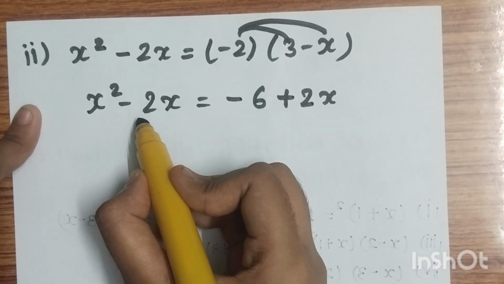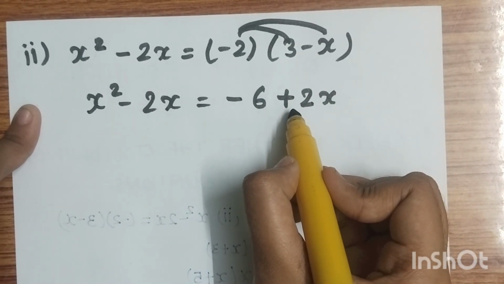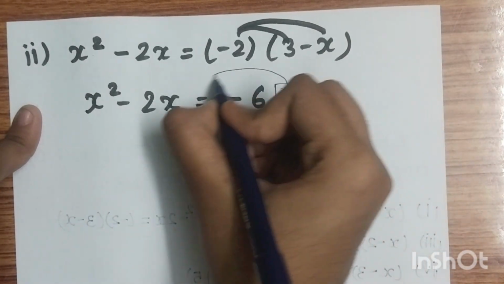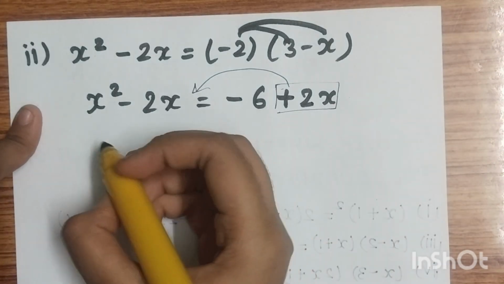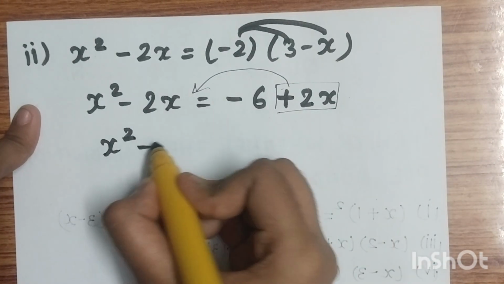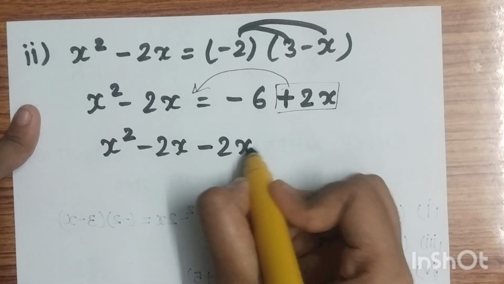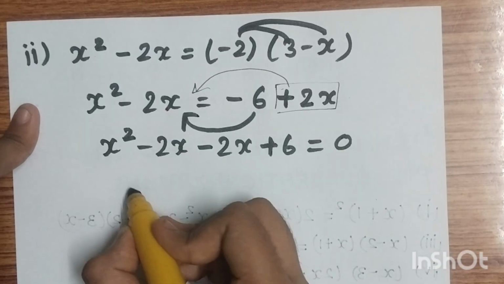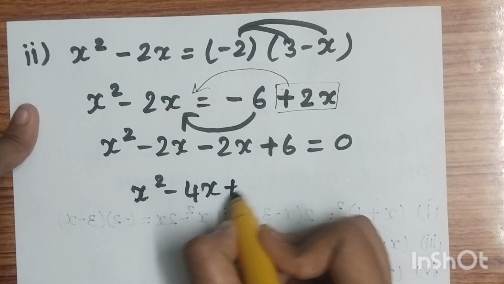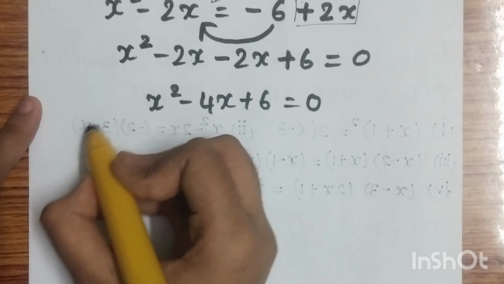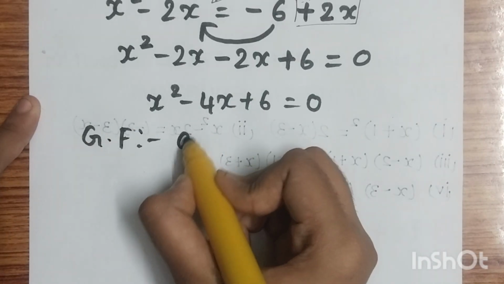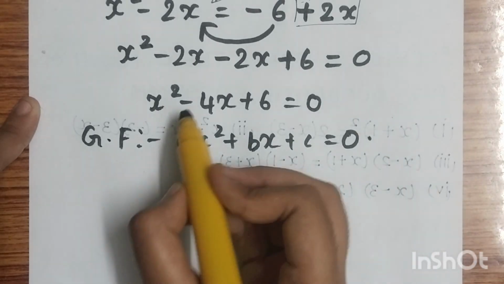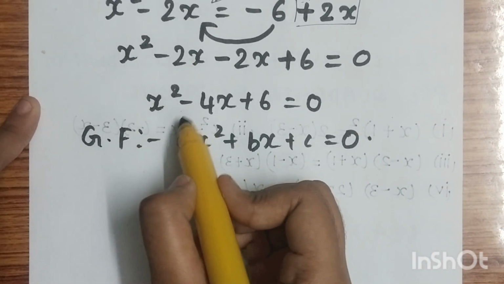Here minus 2x and plus 2x will not get cancelled out, because if I shift this here, it becomes minus 2x, right? So I can write x square minus 2x minus 2x, and I can also shift this minus 6 here, so it becomes plus 6 is equal to 0. So x square minus 4x plus 6 is equal to 0. It resembles our general format. What is our general format? ax square plus bx plus c is equal to 0. Here don't consider the signs and all, it can be anything.